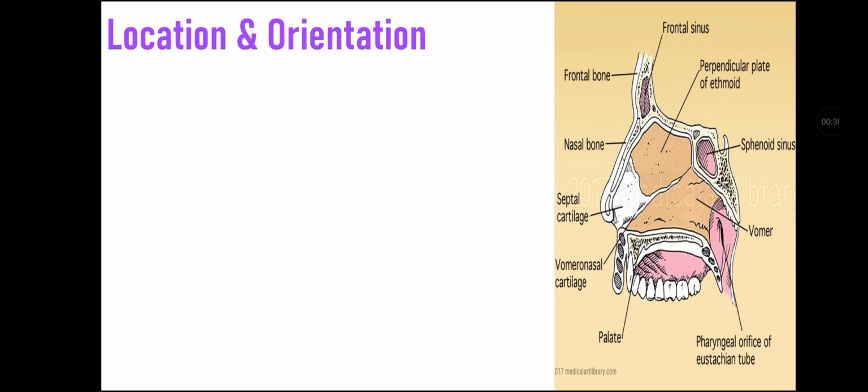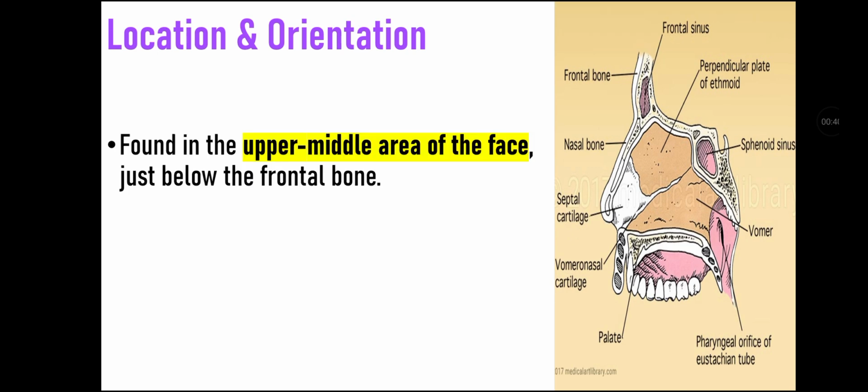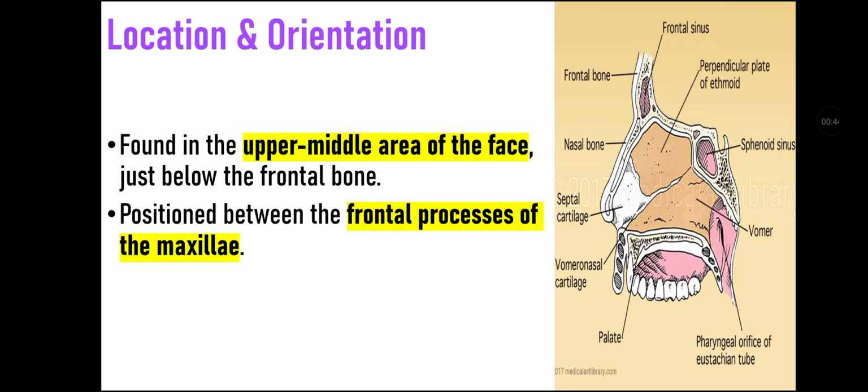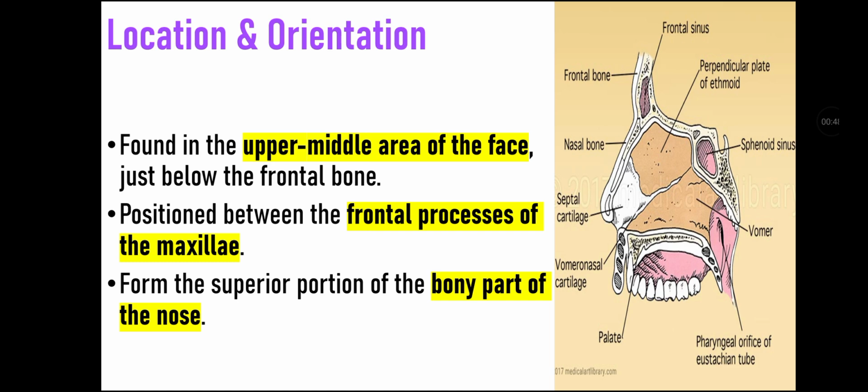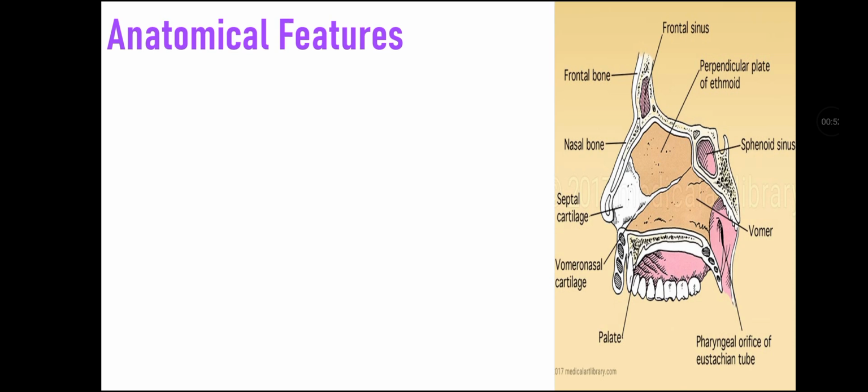Talking about their location and orientation, they are found in the upper middle area of the face just below the frontal bone. They are positioned between the frontal processes of the maxilla, forming the superior portion of the bony part of the nose.